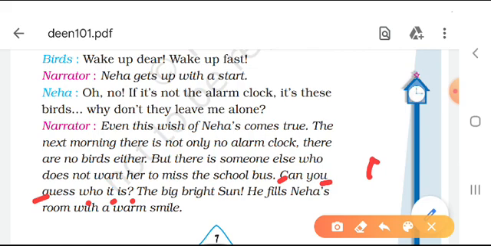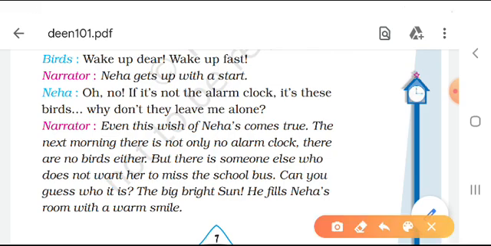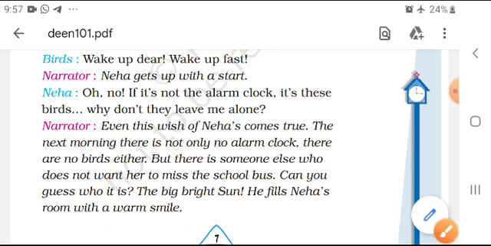Can you guess? It means can we guess who this is? In the next line he is saying the big bright sun. This is the big bright sun. It means the big bright sun is now waking up Neha. If there is no alarm clock and no bird, now there is the big bright sun who is trying to wake up Neha. So how is he waking up Neha? He fills Neha's room with a warm smile. So now the big bright sun fills Neha's room with a warm light. So the eyes of Neha open automatically because the sunlight makes her wake up.